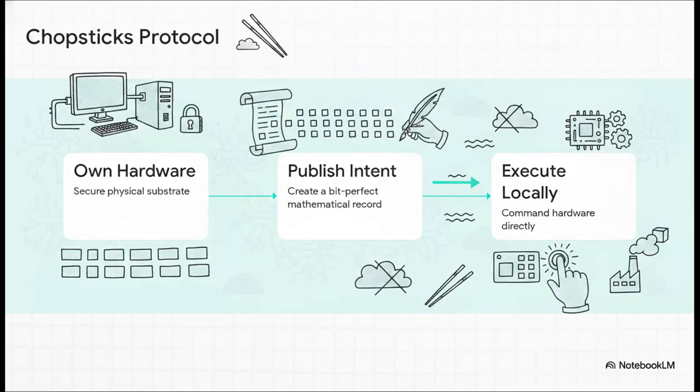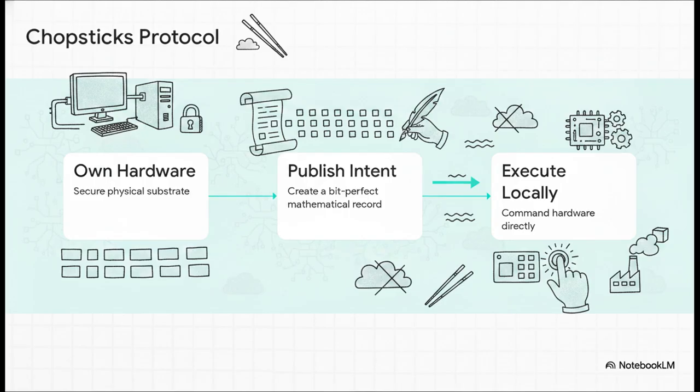And to bypass the bloated cloud API and the absolute headache of those 50-page legal contracts, developers are using something called chopsticks engineering. It's this beautifully simple, strict 3-step protocol. Step 1, you secure your own local hardware. Step 2, you publish your unalterable intent via a strict text interface to create a bit-perfect record. And step 3, you execute locally. You are permanently binding your text instructions directly to your local physical hardware.